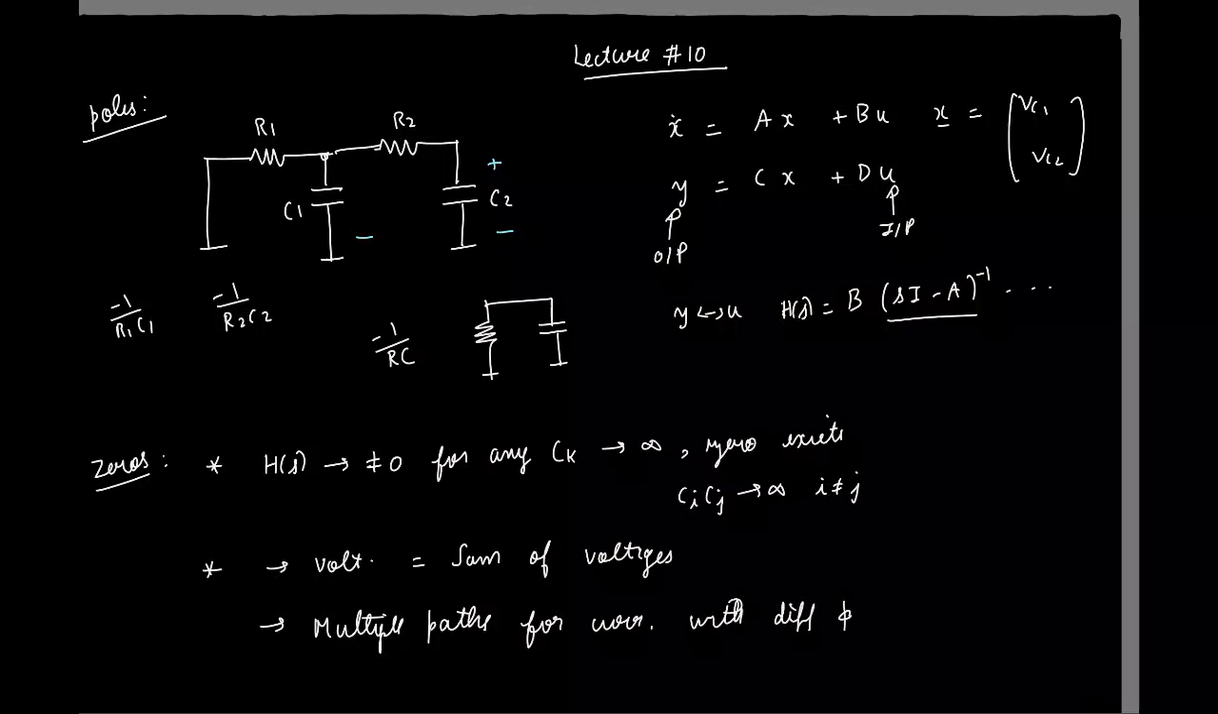So this will tell you if you have a zero or not. And to find the zero location, the simplest way is, you know that the output is zero at the zero frequency. So you simply apply KCL at that same frequency, that's all.